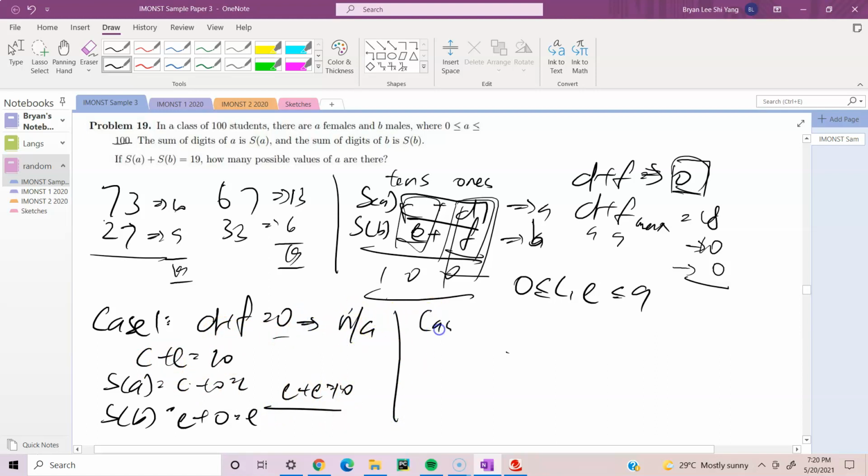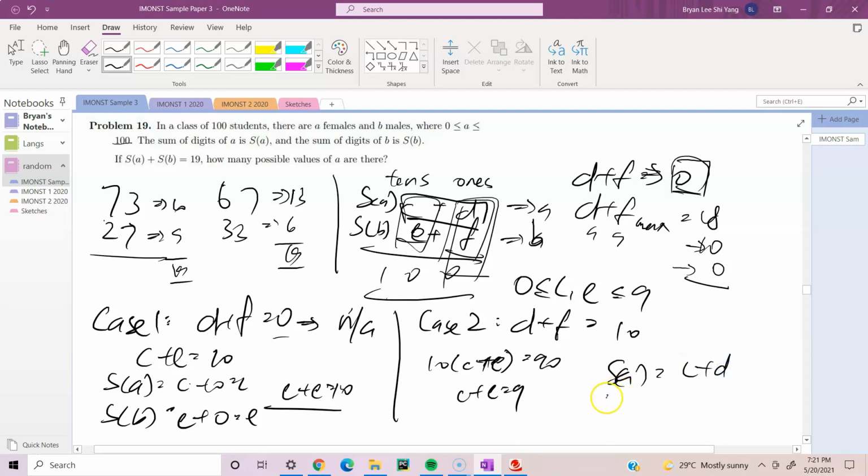Now let's move on to case 2: D plus F equals 10. Since D plus F is equal to 10, it means that 10C plus 10E, because C0 means 10 C's and E0 means 10 E's, equals 90, which means C plus E equals 9. So A here would be C plus D, and B over here would be E plus F, and these two add up to become 19.